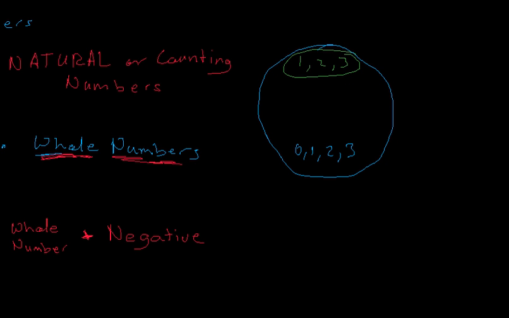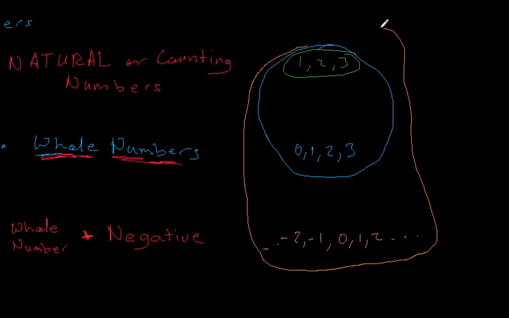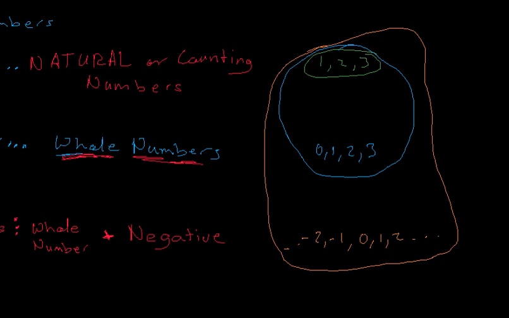And then someone else came along and said, hey, but we've also got these negative numbers. So we're going to add those to our whole numbers. And we're going to have -3, -2, -1, 0, 1, 2, and so forth down this way and this way. So yes, now you have your set of integers.